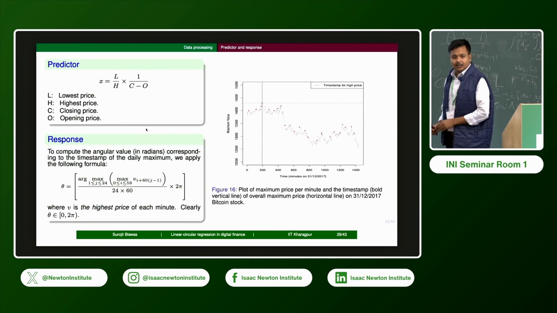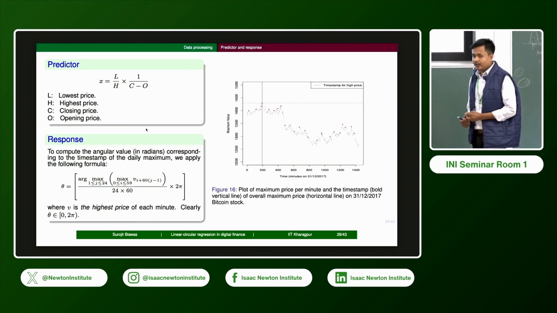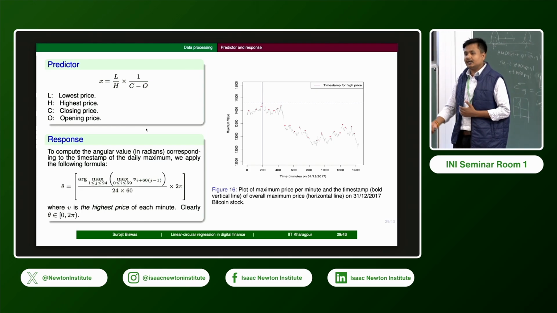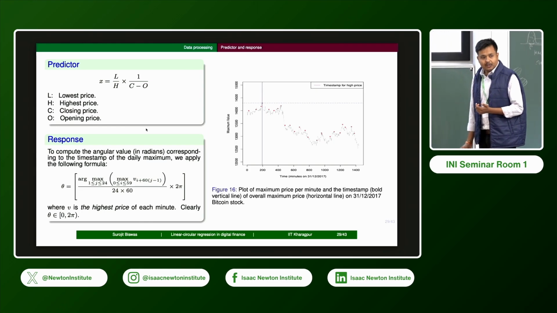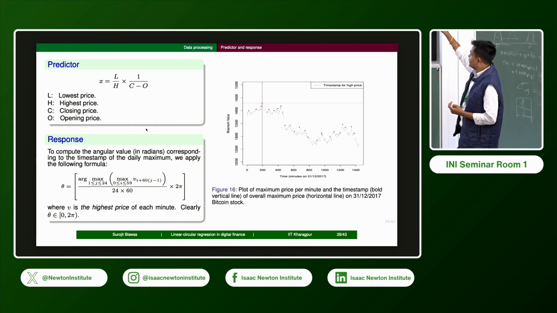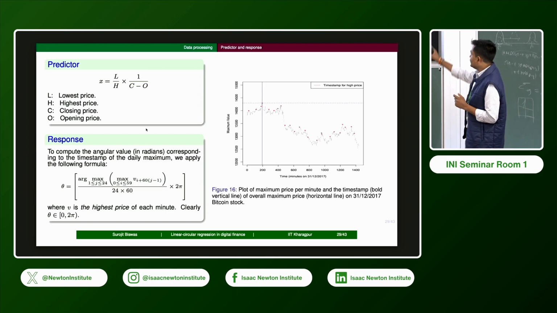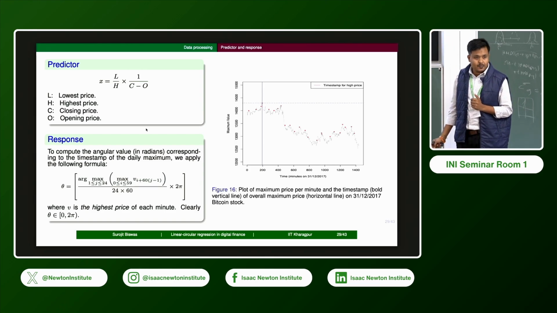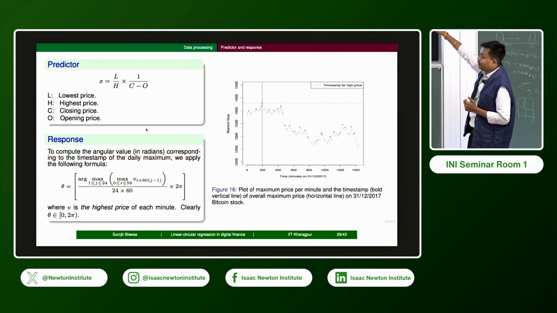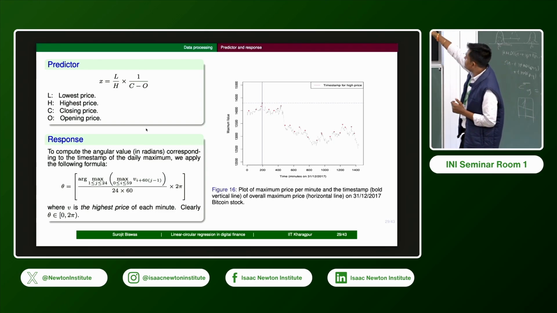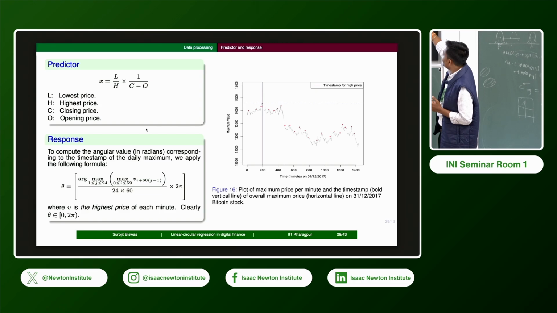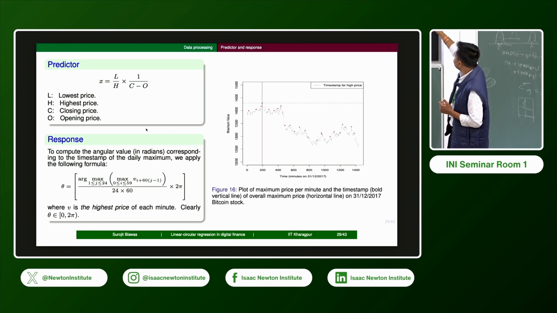Now we come to data processing for our data. I have already told you that we have taken data from Ethereum and Bitcoin. First let me explain by the figure. This is the plot for the maximum price per minute for the day 31st December 2017. This is the plot of the Bitcoin data. You can see that the red dots are the per minute highest values.